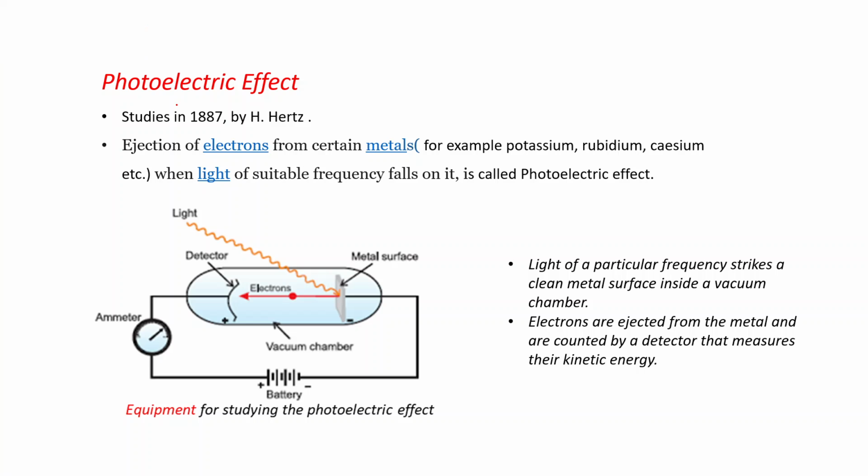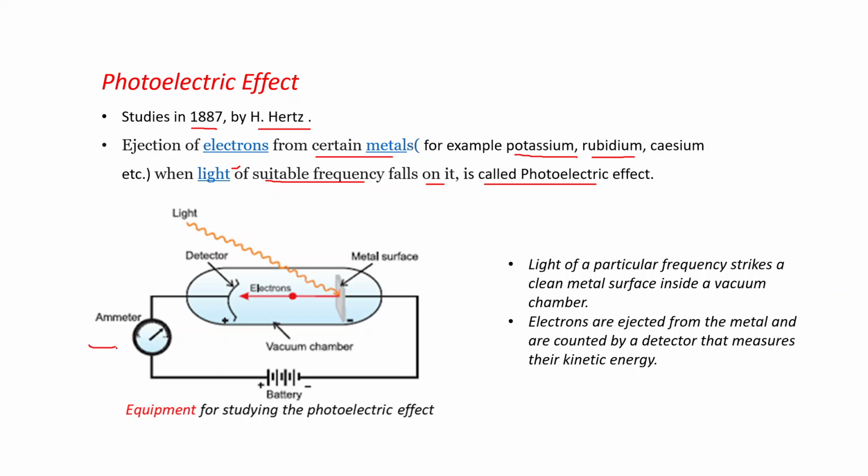Photoelectric effect. It was studied in 1887 by H. Hertz. And what is this? Ejection of electrons from certain metals, for example potassium, rubidium, cesium, when light of suitable frequency falls on it, is called photoelectric effect.